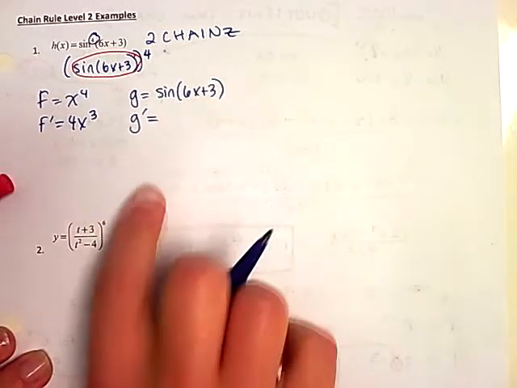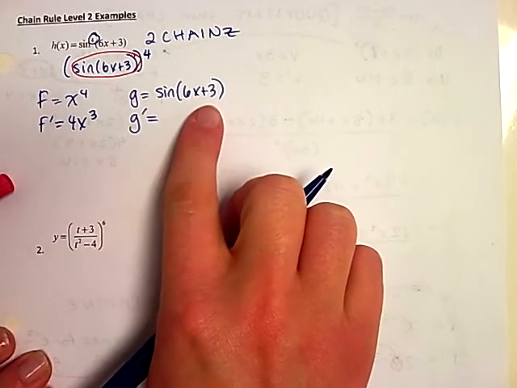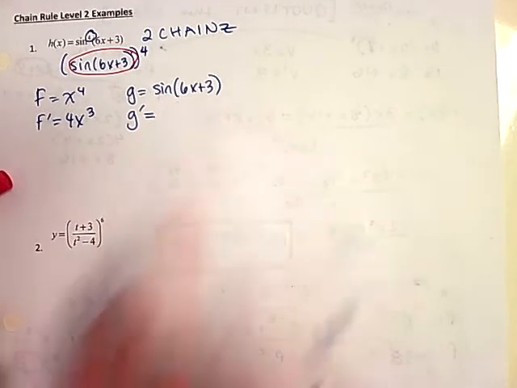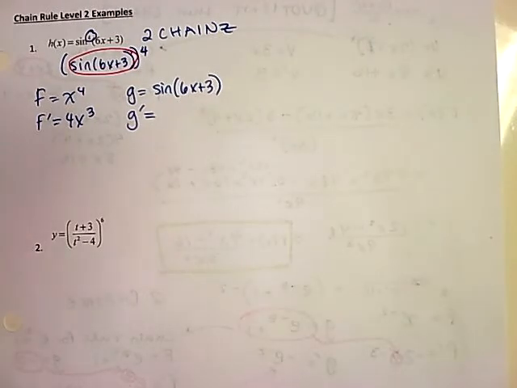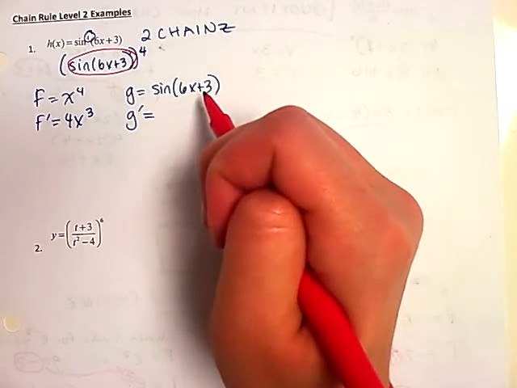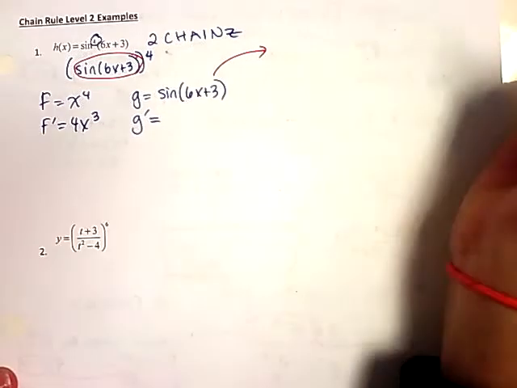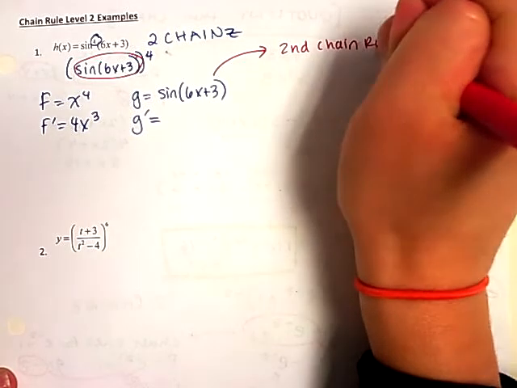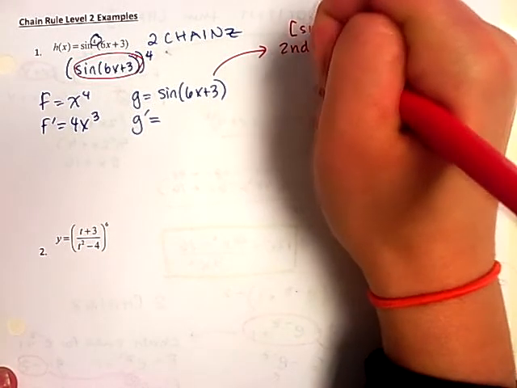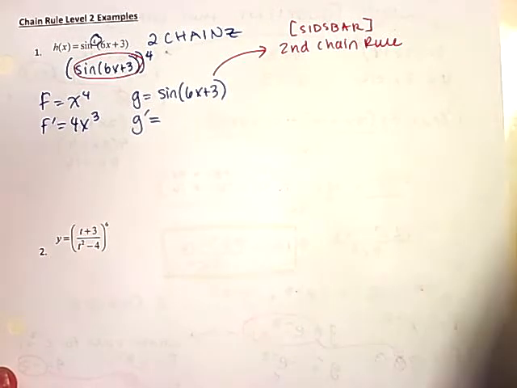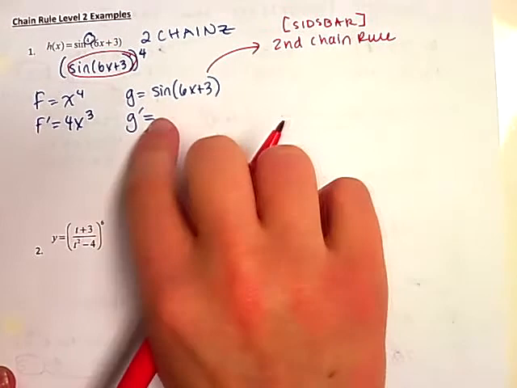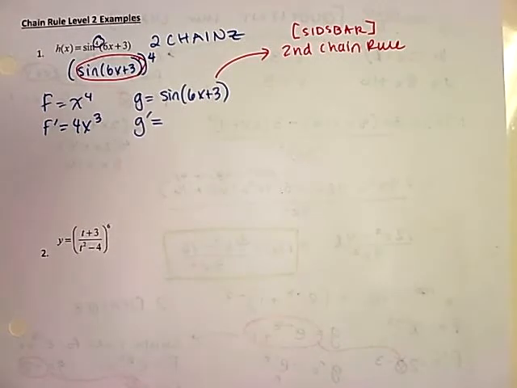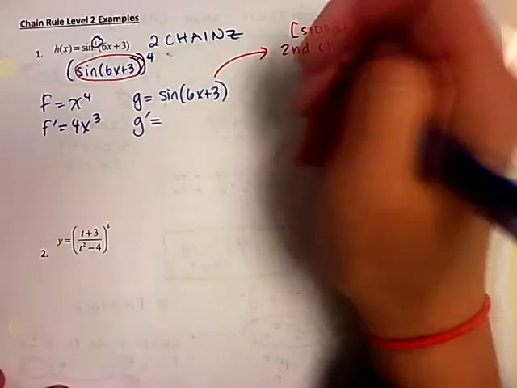Now I'm about to think about g prime, but that's when I realize, wait a minute, sine of 6x plus 3 is in and of itself a chain rule situation. So the idea is, in order to take the derivative here, I'm going to need to do a second chain rule. You can also think about it like I'm doing a little sidebar that's going to help me. Once I get the answer here, I'm going to put that in for g prime and then continue on my way in this problem. So in this sidebar, again, I can define an f and a g.